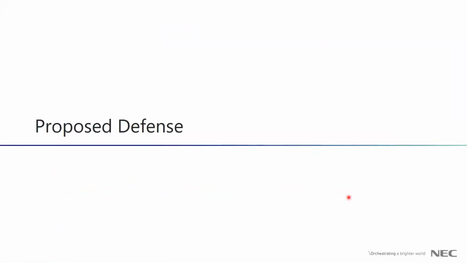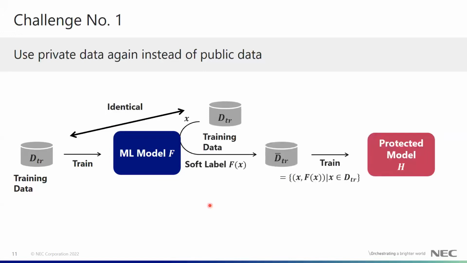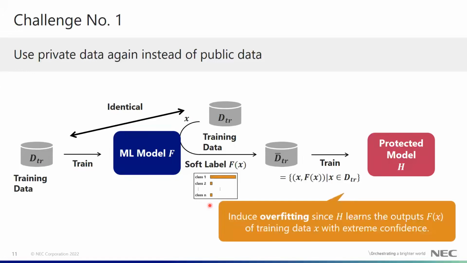Okay, to introduce the proposed defense, we begin with two basic ideas. First idea, using private data again instead of public data. First, train a teacher model by training data. Copy the training data. Use them as an alternative to public data for distillation. But this idea fails since overfitting remains. Students learn extreme confidence score effects of training data.